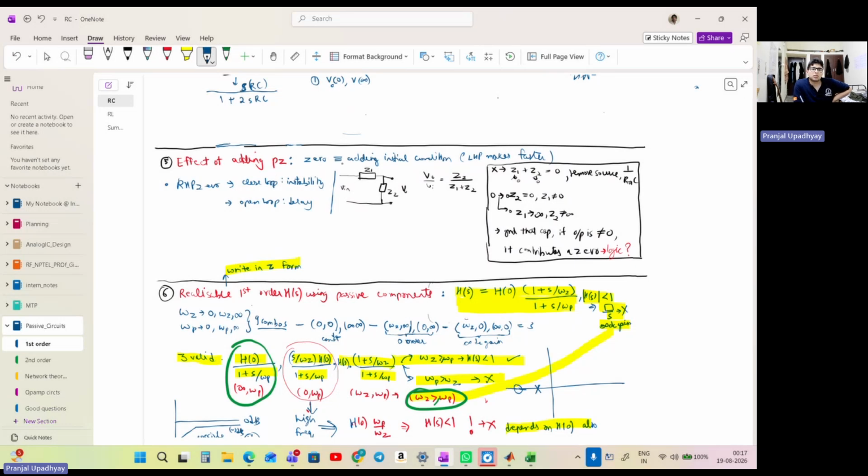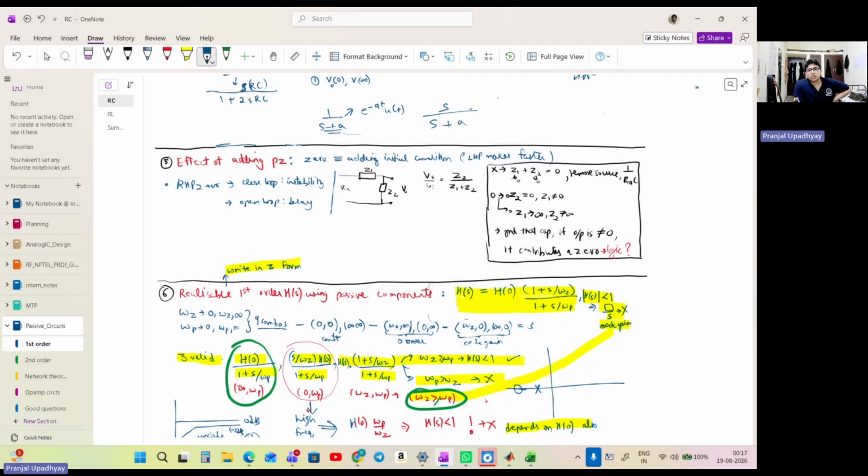Now, here I have just discussed the effect of adding a pole or zero. The effect of a zero is basically like adding an initial condition in the circuit, and an LHP zero makes the circuit faster. We can actually understand it if we just try to take the inverse of a Laplace domain system into the time domain. For example, let us take 1 over S plus A, right? So the inverse of this is what? The inverse of this is e to the minus AT times u(t).